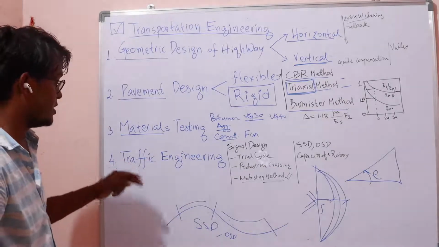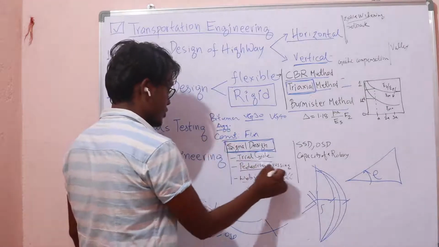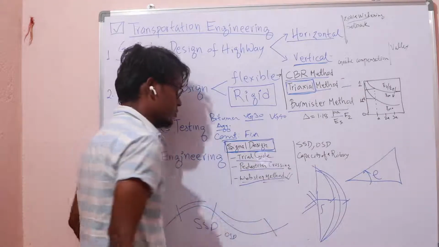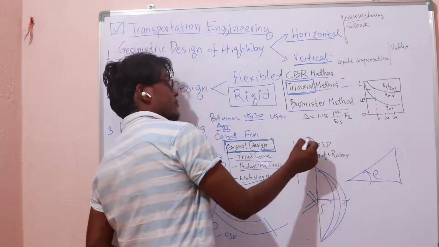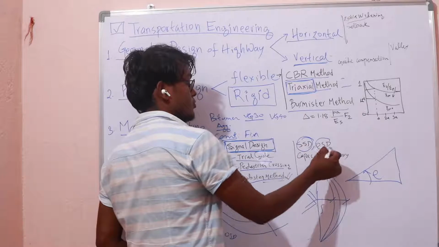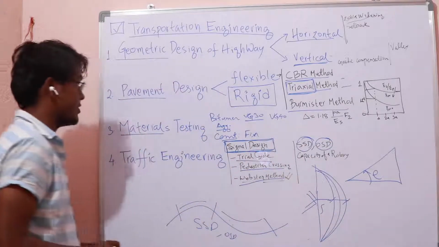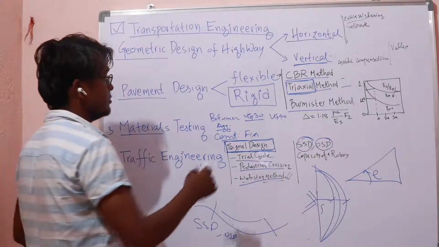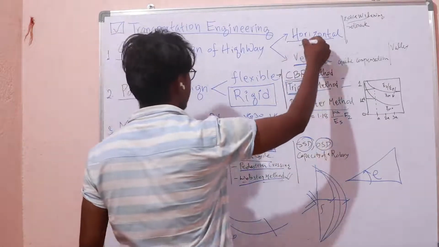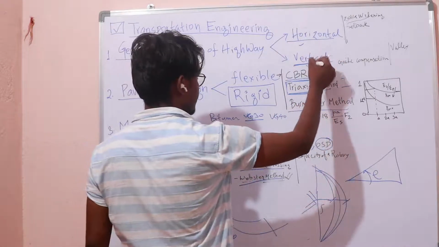In traffic engineering we study signal design. There are three types of signal design: trial cycle method, pedestrian crossing method, and Webster method. So we will take a good look at that too. Then we will find stopping sight distance, overtaking sight distance, and capacity of rotary in the traffic engineering section. So first we will start with geometric design of highway, and we will study vertical curves first.